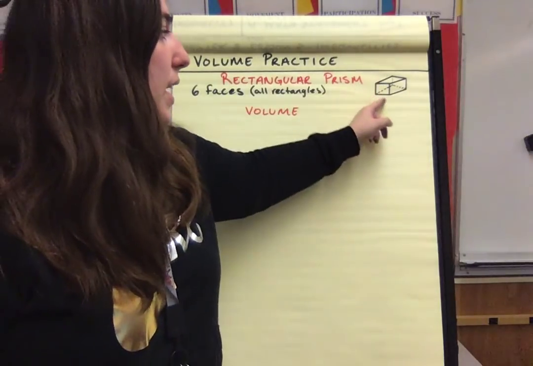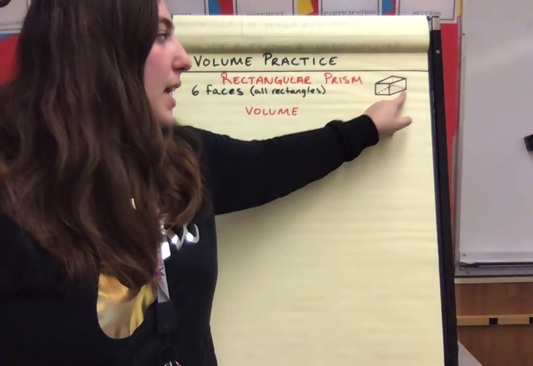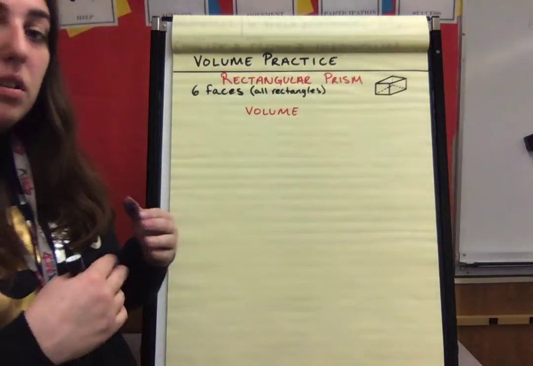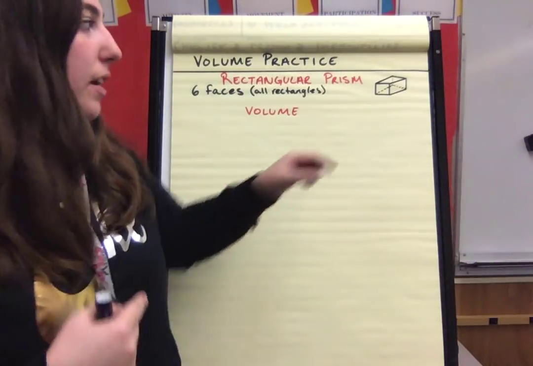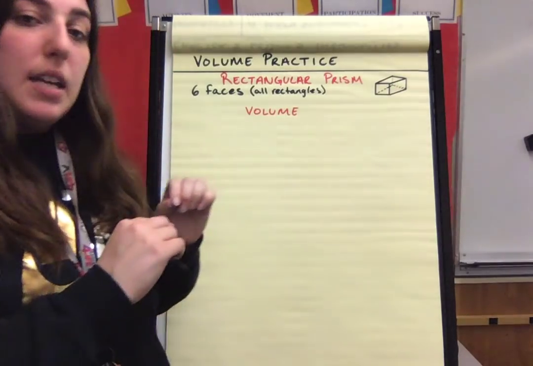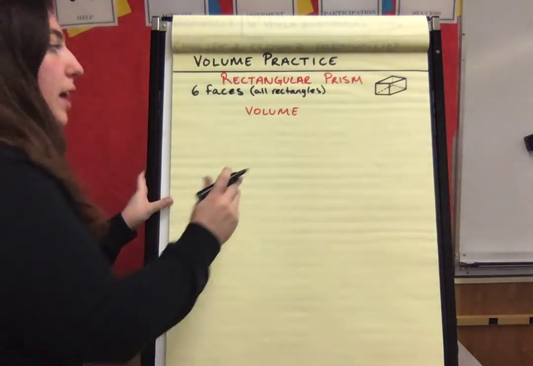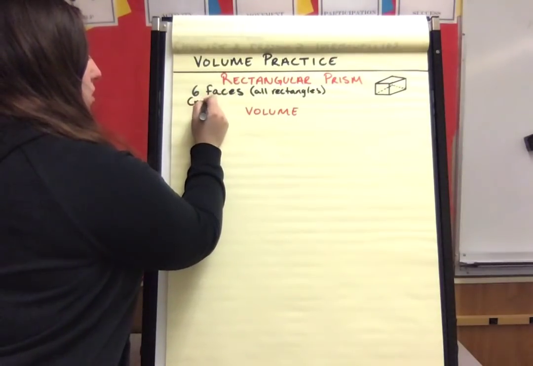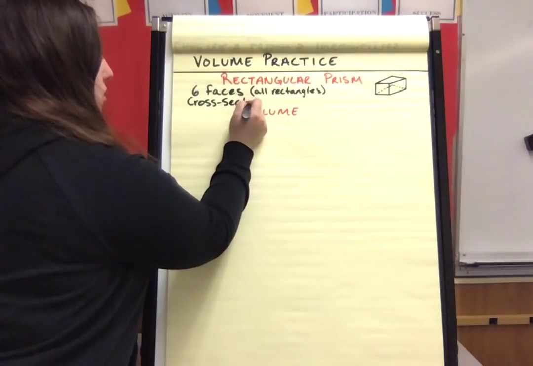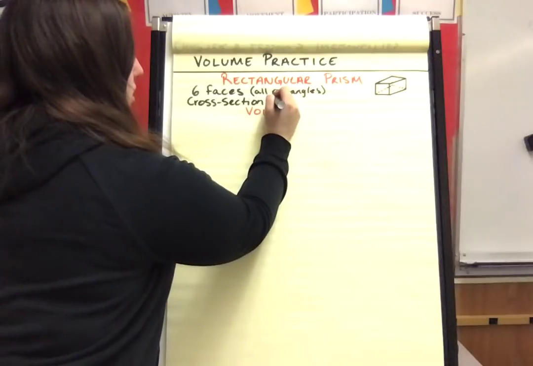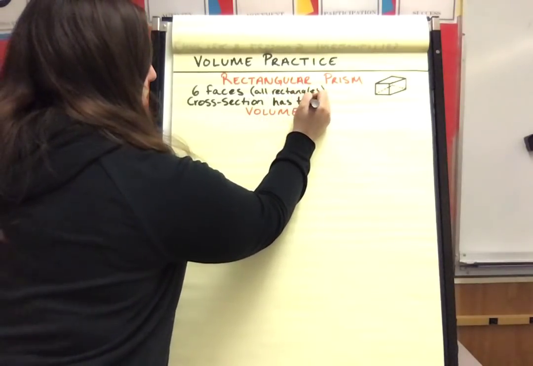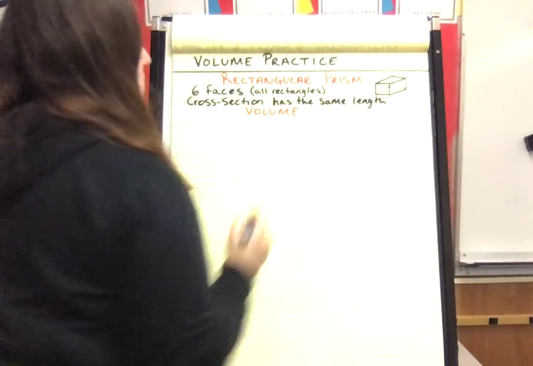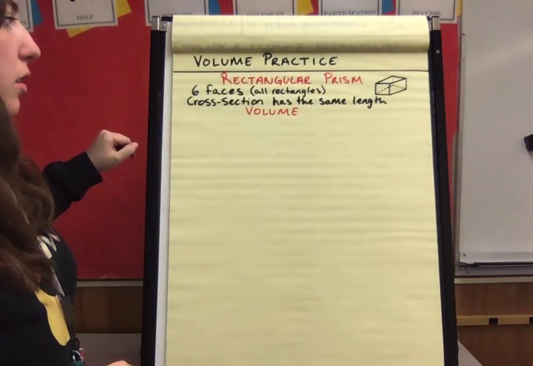The sides of this rectangular prism, they are all the same length. Okay, it has the same length. Because all of those, they call it the cross section, because that cross section, what's in the middle here, has the same length, the same width, that is why it is a prism. Okay, so we're going to write cross section has the same length. Okay, that's why we can call it a rectangular prism.